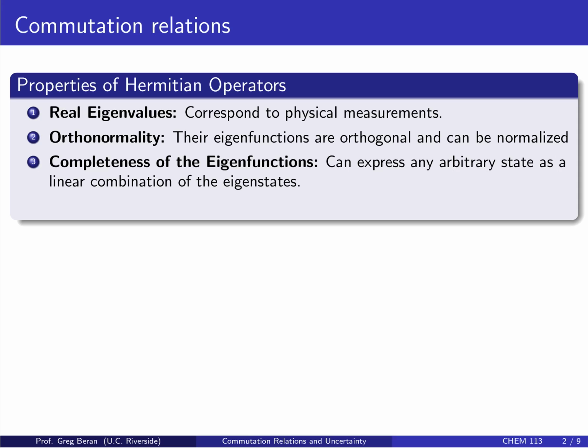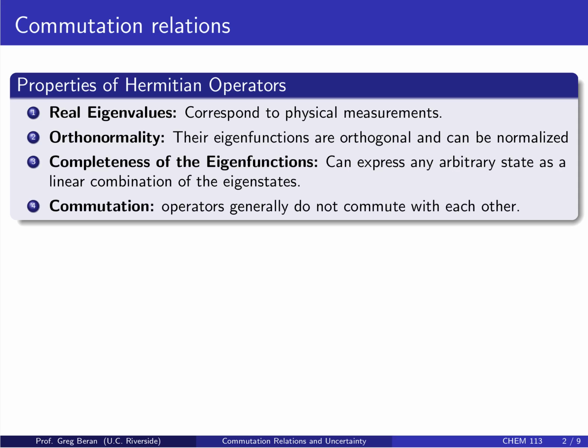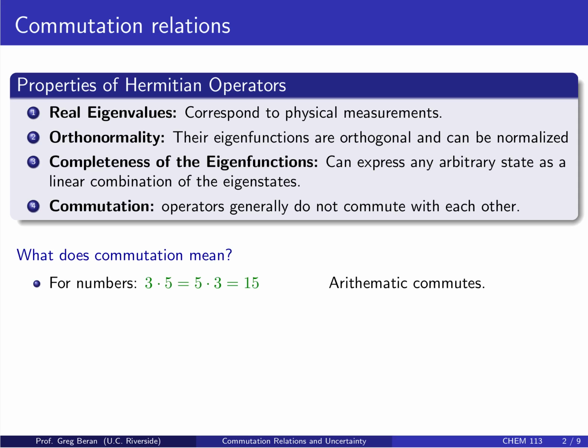The fourth property, which we haven't discussed yet and we will now, has to do with the commutation relations between these operators. So in general, operators do not commute with one another. So what does commutation mean? In arithmetic, everything typically commutes. So for example, if I take the numbers 3 times 5 or 5 times 3, I get 15 either way. It doesn't matter which order I multiply them in.